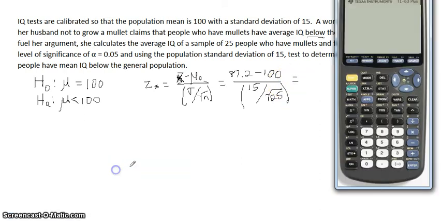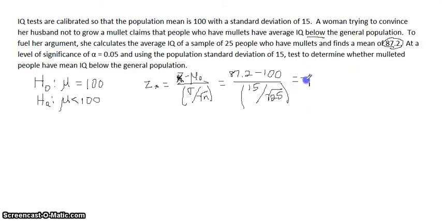If we plug this into the calculator, we get 87.2 minus 100 divided by 15 over the square root of 25. And we know that denominator is going to be 3, but we'll still do it. So we get negative 4.2667, so negative 4.27. So that's our test statistic.